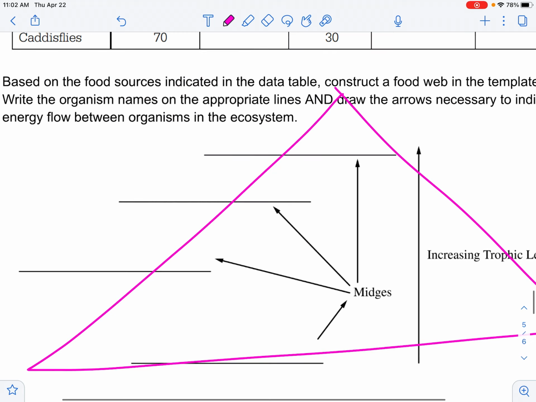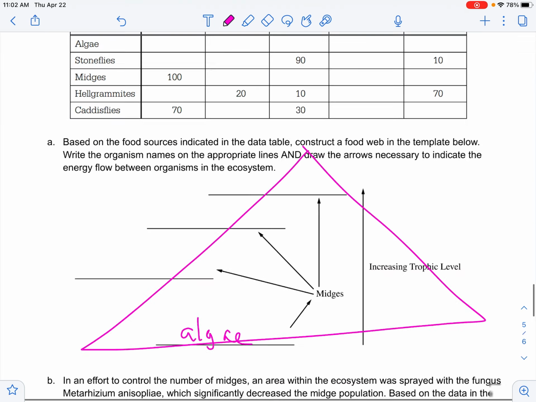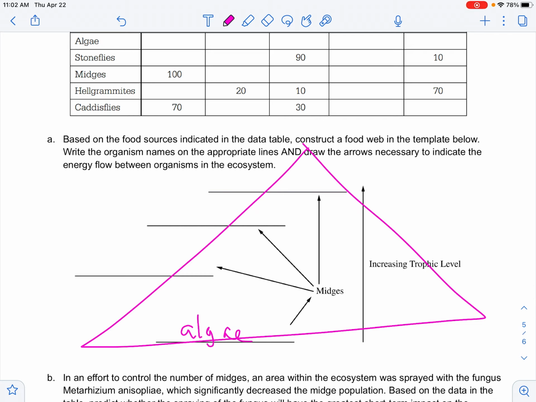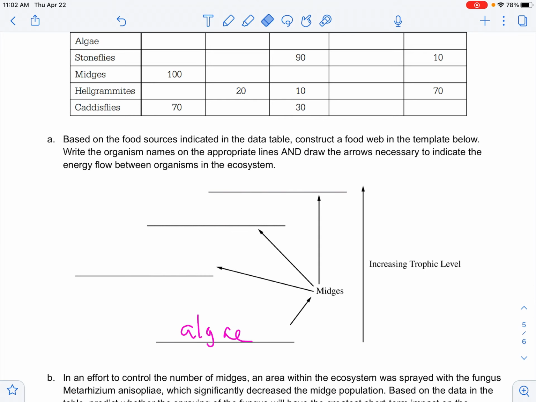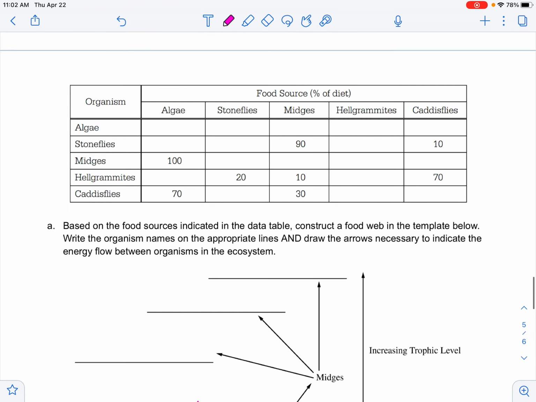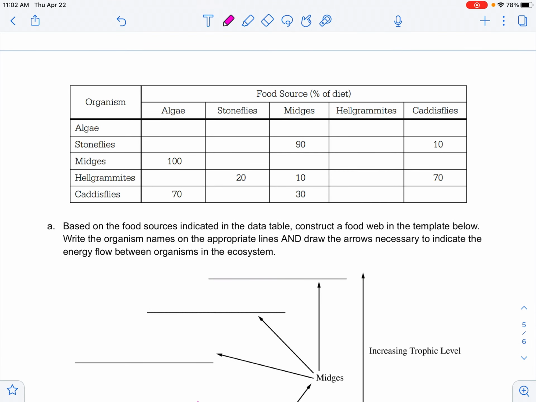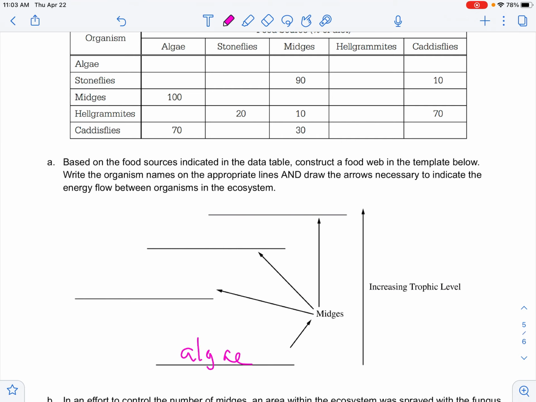Where you have the producers, algae, at the bottom, and at the top are your apex predators for this scenario. Algae are at the bottom because they're the producers. And how do you know that? Because they don't eat anything. Their food source diet isn't any of those things, right? Because they make their own food through photosynthesis. And then, what goes next?